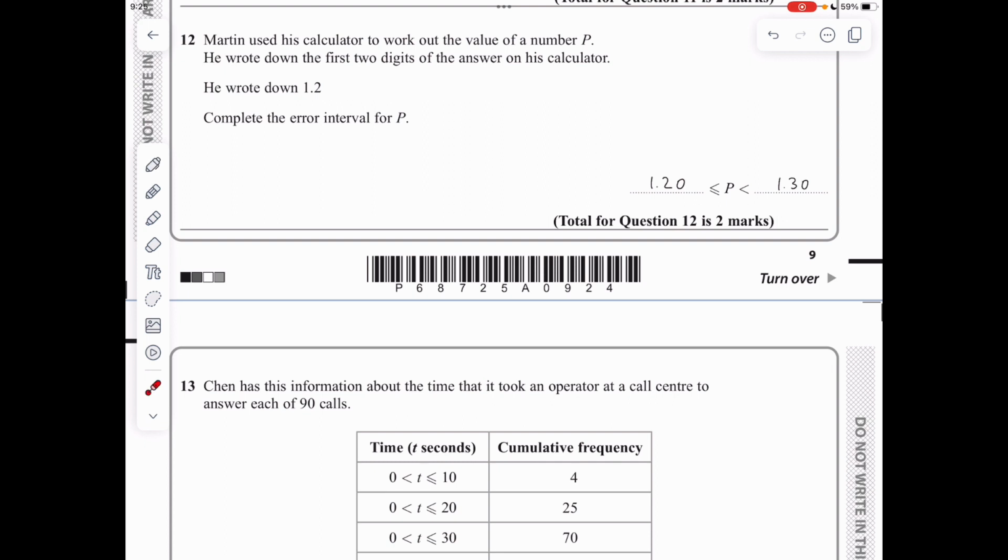Notice that the lower bound is included because yes, it is possible that he was seeing 1.20, but 1.30 is not included, but he could be seeing anything which is as close as possible to 1.30 from below. So anything that looks like 1.2999 cannot be ruled out.